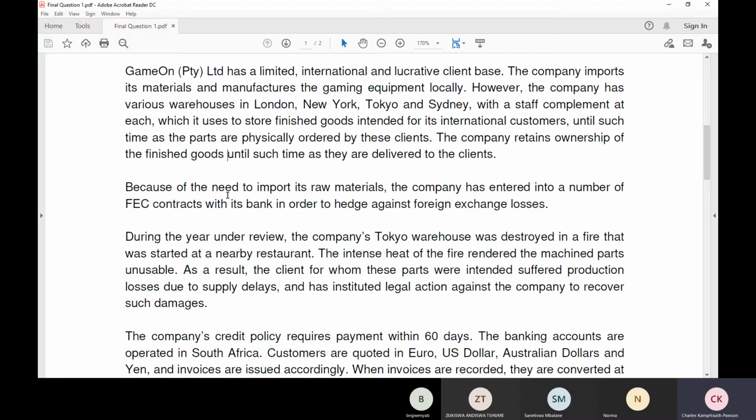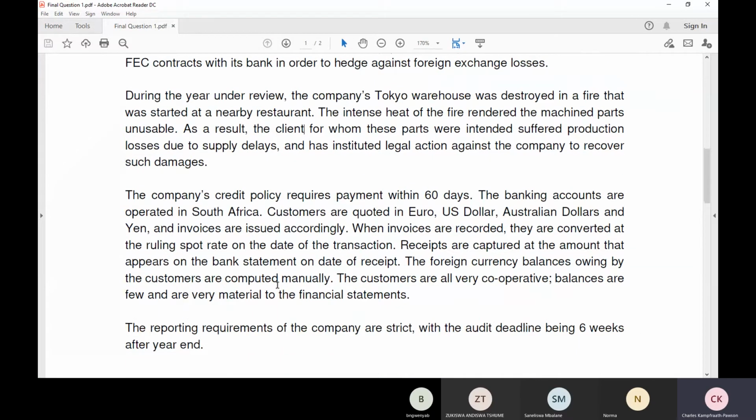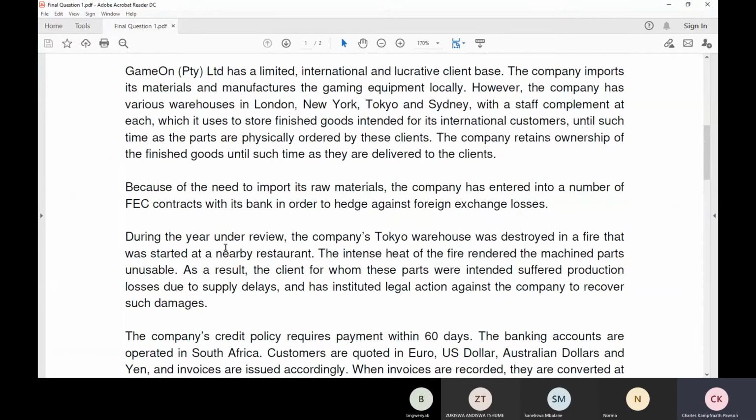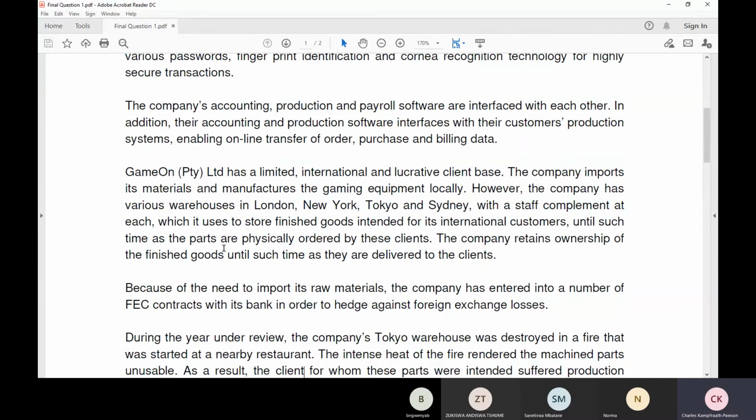Does the client have a system that can produce reliable financial information? If you look at the section, we spoke about the hedging. There we go, that highlighted paragraph. They say that the company's accounting, production, and payroll software are interfaced with each other. In addition, their accounting and production software interfaces with their customers' production system. So it's a very intricate financial system that they're running here.